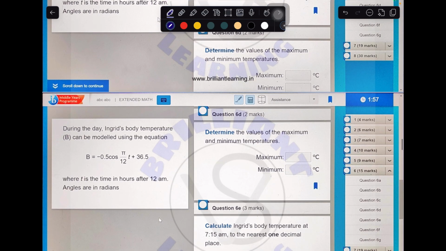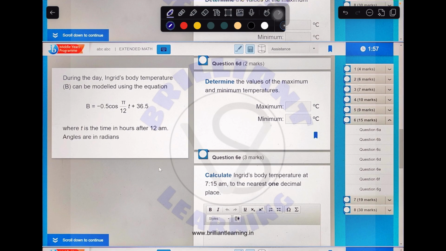Okay, so question 6d. Determine the values of the maximum and minimum temperatures. Here, probably easiest to think about our cosine graph itself. I'm guessing that the graphing calculator would be allowed on this and you could just graph it. But just to explain to you, a cosine graph usually looks like this. It's not the best drawing, but it goes up to 1, it goes down to -1.